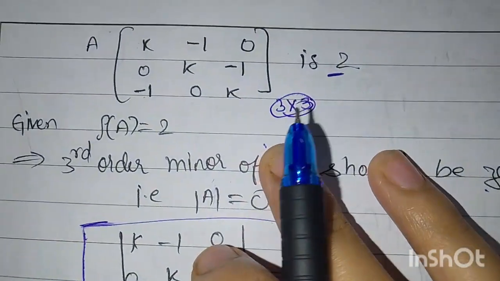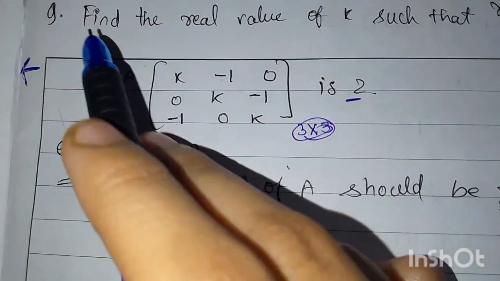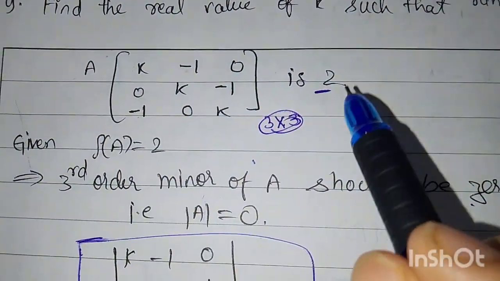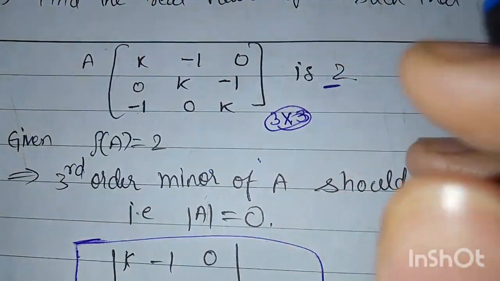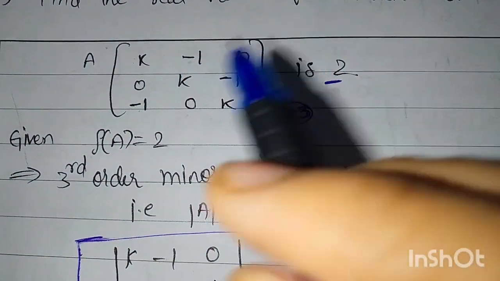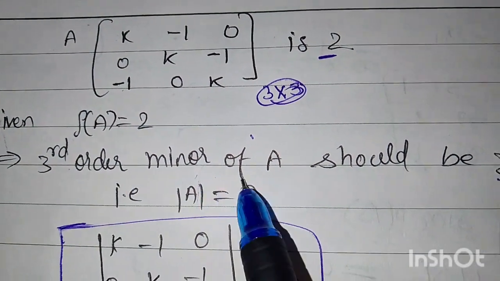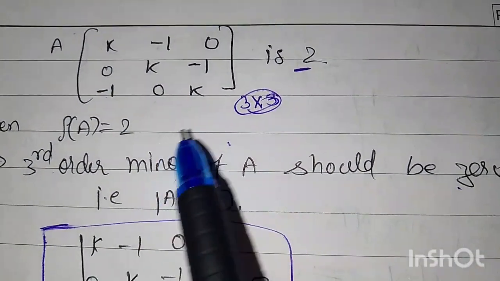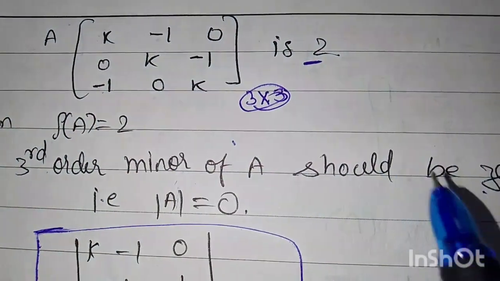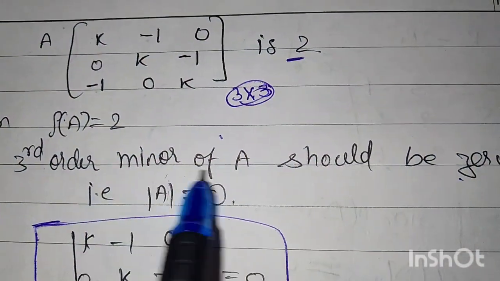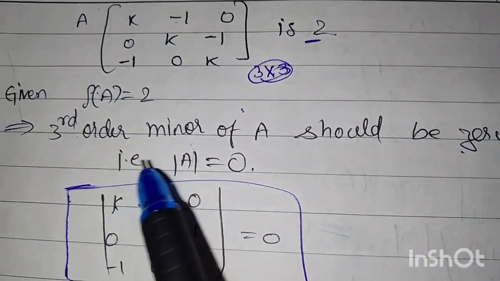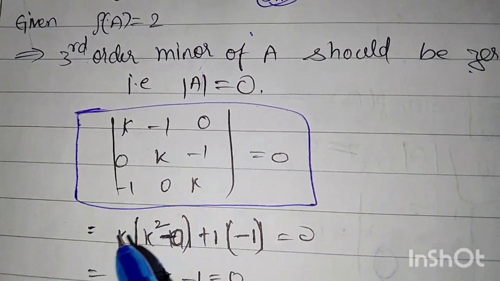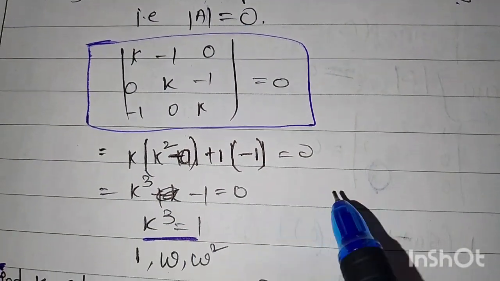Find real value of k such that rank is 2. This is 3 cross 3 matrix, but they're telling rank is 2. What that means? Third order minor of A should be 0, right? Only then rank will come from 3 to 2. So third order minor is 0. After finding that equation, you'll get k value. K cube is 1 means k values are 1, omega, omega square.